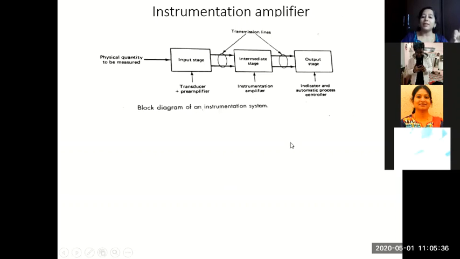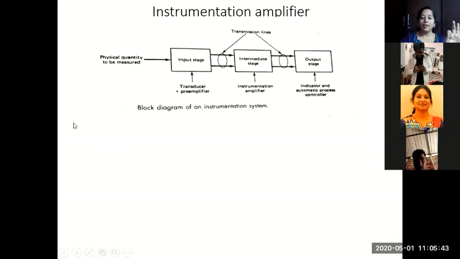Then the best way it can be done is using this instrumentation amplifier. It is used even today. It's a simple kind of sensor where the instrumentation amplifier would be used in almost all industrial places. Okay. So what is this application of op-amp as an instrumentation amplifier?